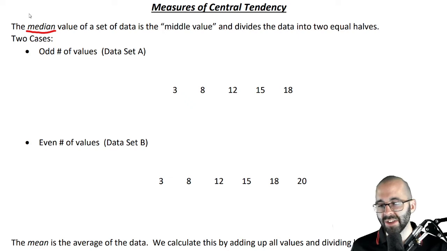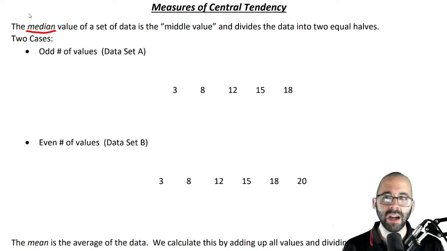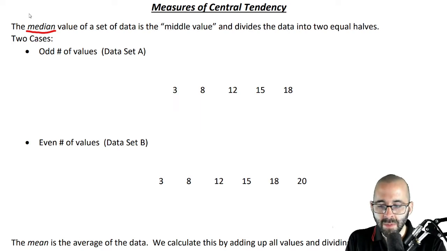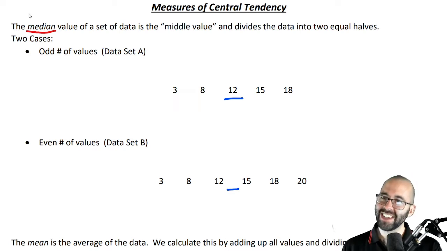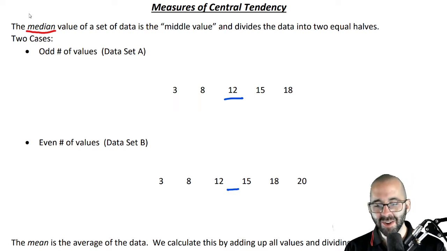The median value is the middle value, okay? It divides the data into two equal halves. So when there's an odd number of data values, the median's easy. Here's the middle right here. But when there's an even number, that's the middle. So if it's odd, it's not so hard. It's just the middle number. All right, so the median is going to be 12.